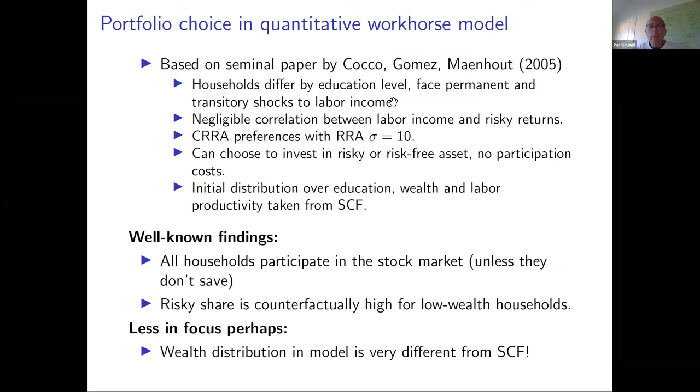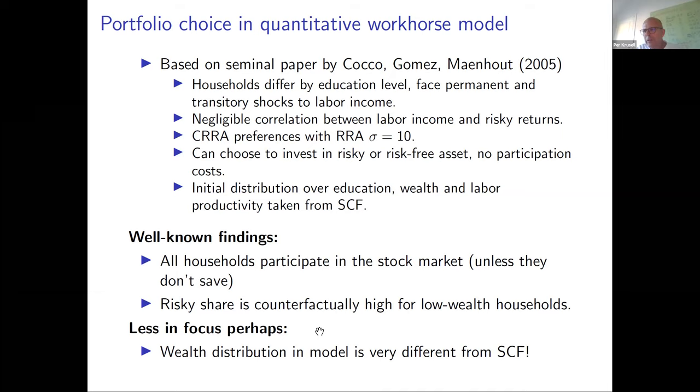Now, let me talk about this paper, and I don't know what this Z is doing here. It should be an S, I believe, from 2005. There's a lot of richness in this framework, and I have it listed here, and I'm a little bit worried that I'll run out of time. There's education, wealth, labor differences. It's well known, especially among the authors, that all households participate in the stock market, unless they don't save at all, which is a little bit of a strange special case. And that the risky share is counterfactually high for low wealth households. And the wealth distribution isn't doing very well.